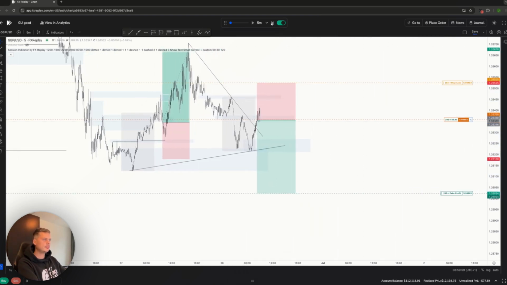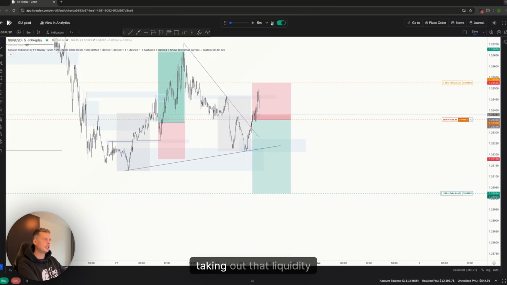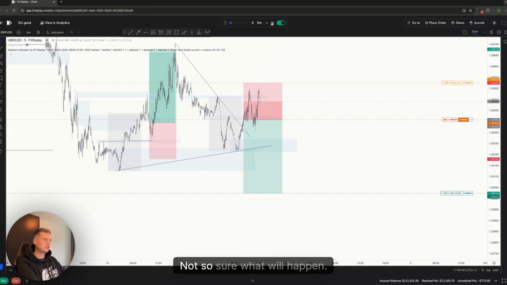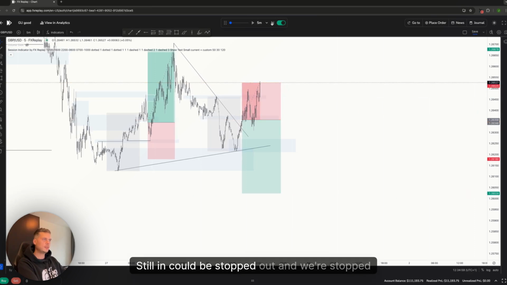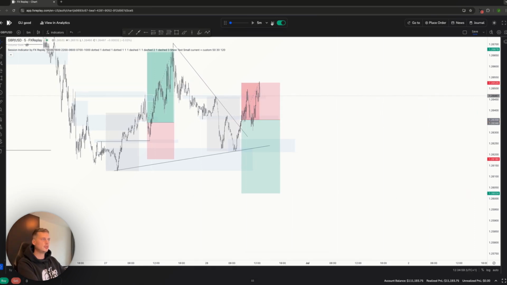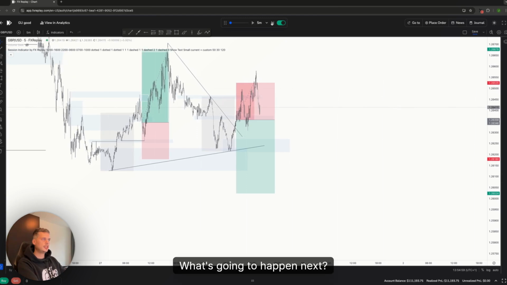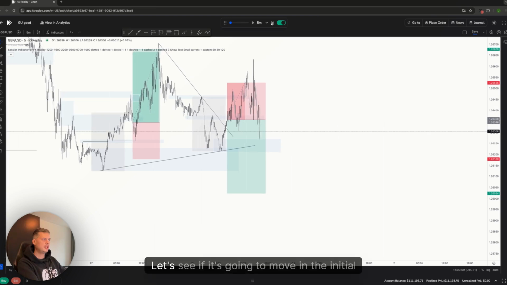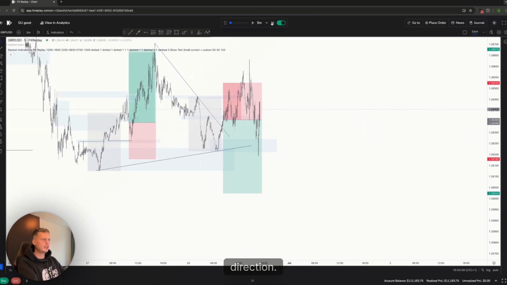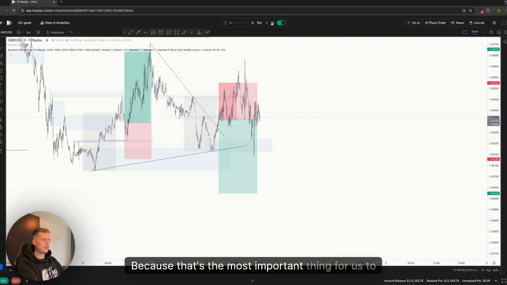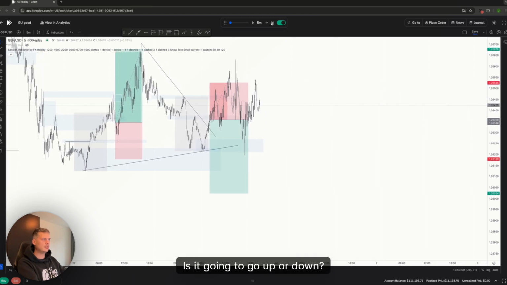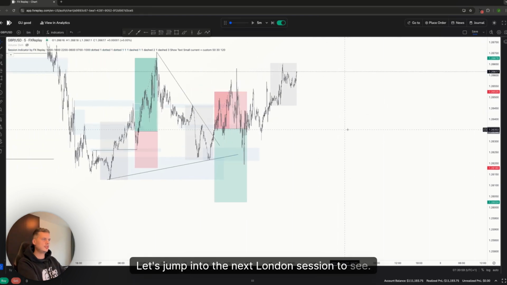Let's see. Price pushes up, taking out that liquidity and starting to move down. Not so sure what will happen, still in, could be stopped out, and we're stopped out. What's going to happen next? Price is starting to melt again. News. Let's see if it's going to move in the initial direction, right? Because that's the most important thing for us to understand. Is it going to go up or down? Was our bias correct here? Let's jump into the next London session to see.